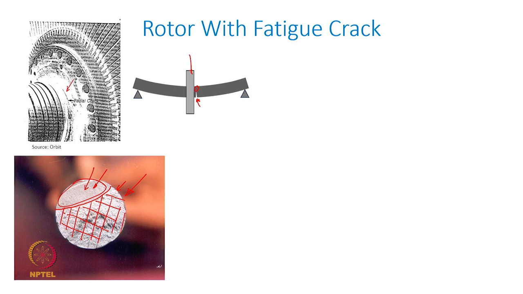Now this crack, if it is assumed to be on the underside, because of the tensile forces on the lower side of the shaft, will open here. But when this shaft rotates by 180 degrees, the same crack will go to the top, and because of the compressive loading on the top side of the shaft, it will get closed. Okay, so this is something which is shown here.